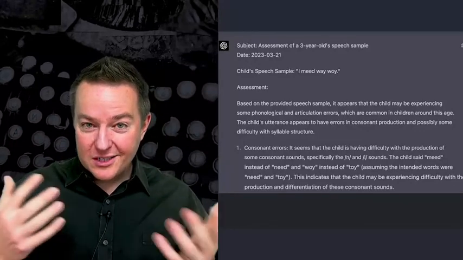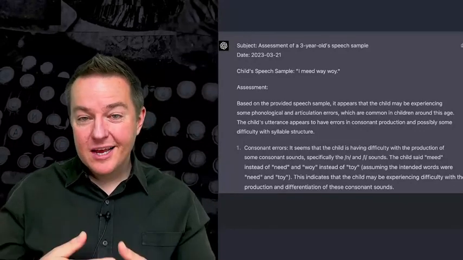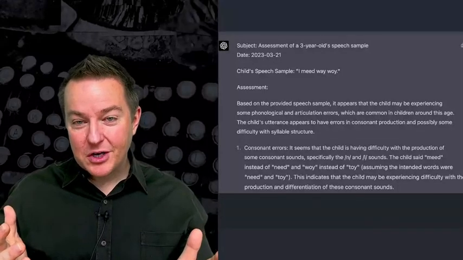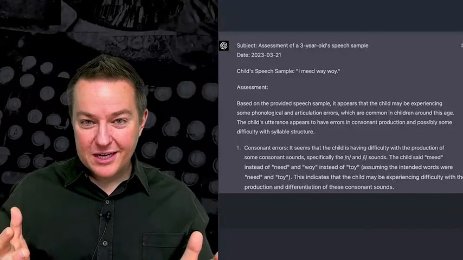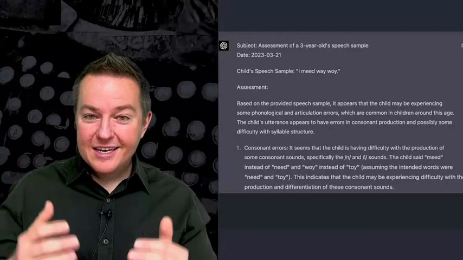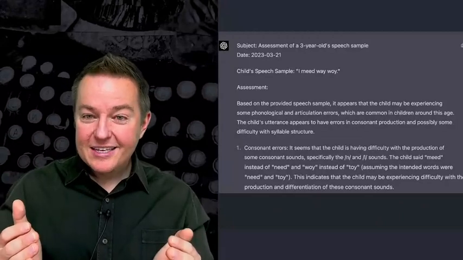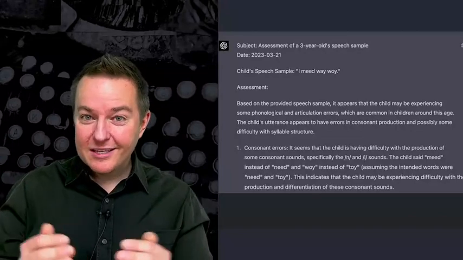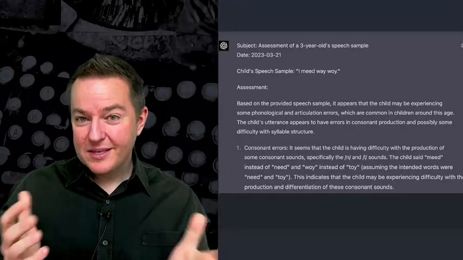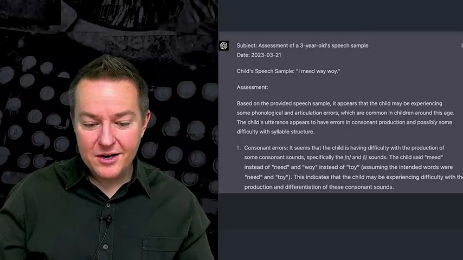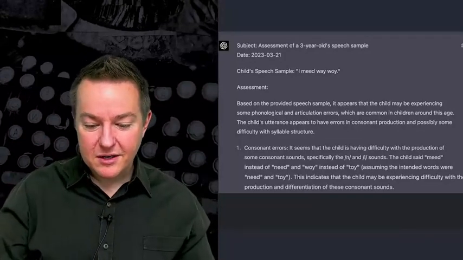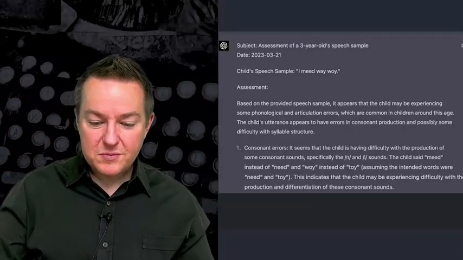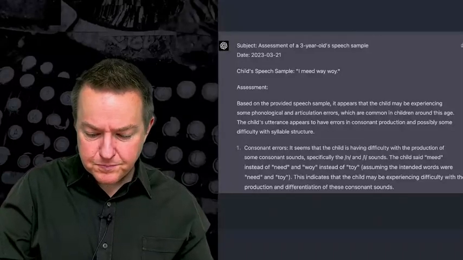Because you can remember, my speech sample was, I mean, "way woy," which my wife told me wasn't a very good example, may not be something that a child would actually say. Despite that, it's still figuring out this is probably what they were intending to say. And then it's telling me they're having consonant errors. They're specifically having trouble with N and L sounds.